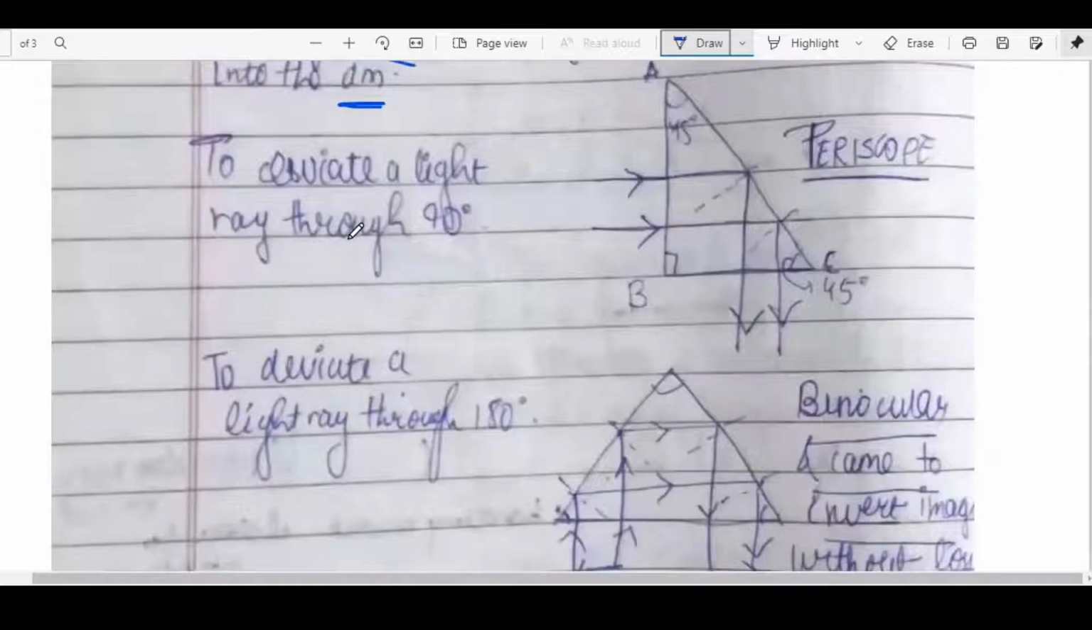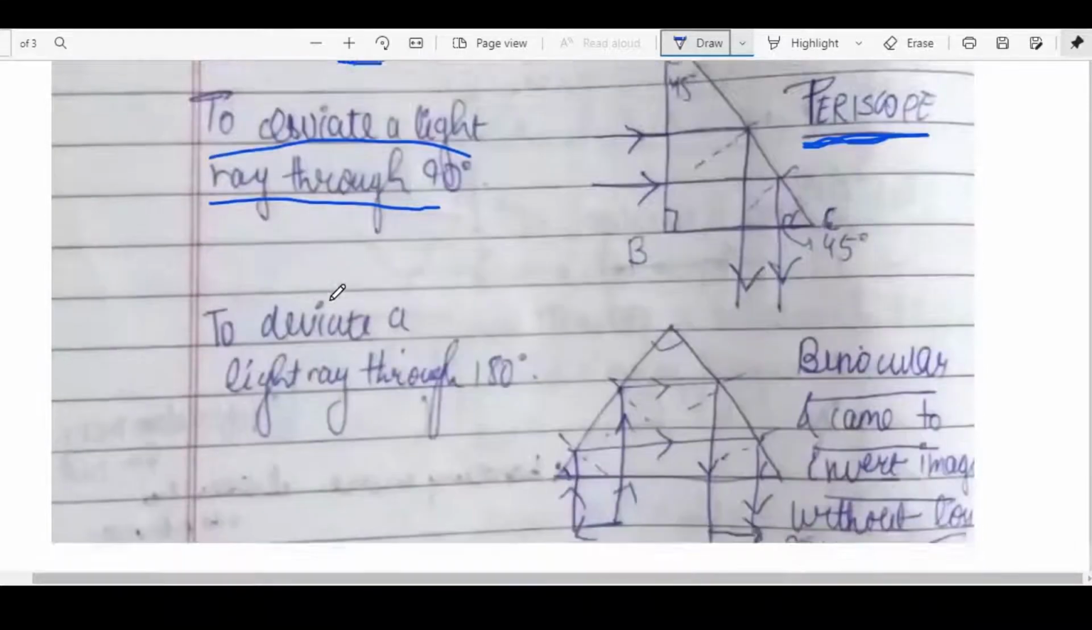Let's learn the different ways in which you can refract light through the prism for obtaining something. For example, in a periscope, the principle used is this figure. You can take a screenshot if you like. So this is to deviate a light ray through 90 degrees.